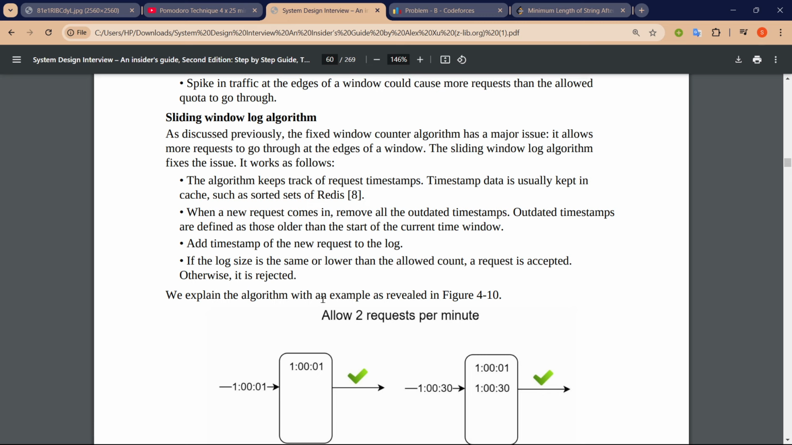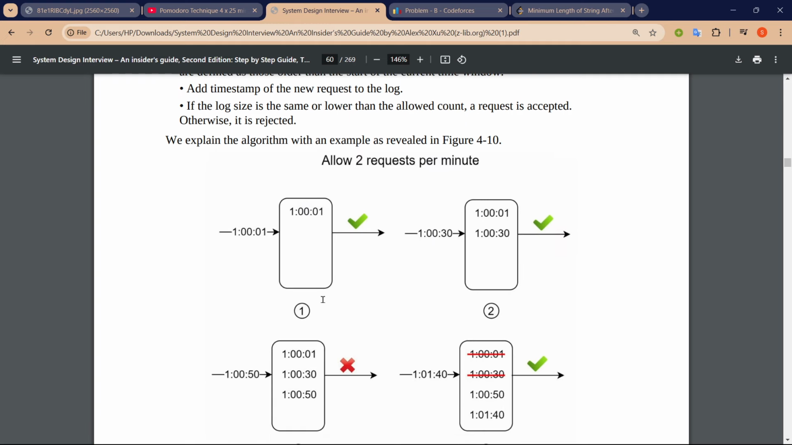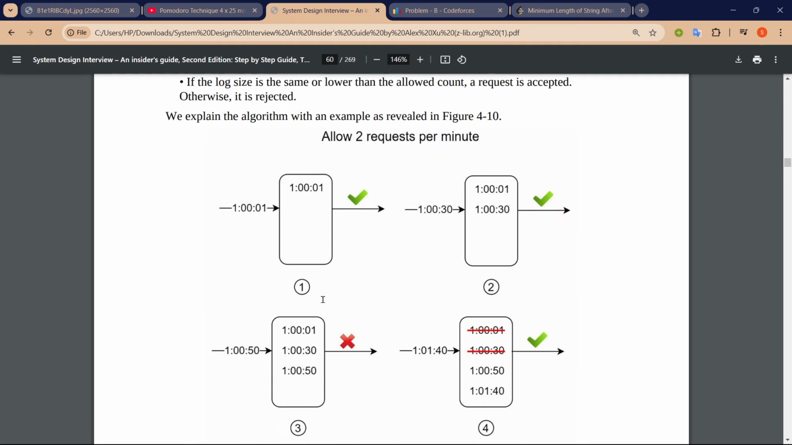If the log size is the same or lower than the allowed count, a request is allowed. Yeah, man, explain to me. What the hell was this, bro?